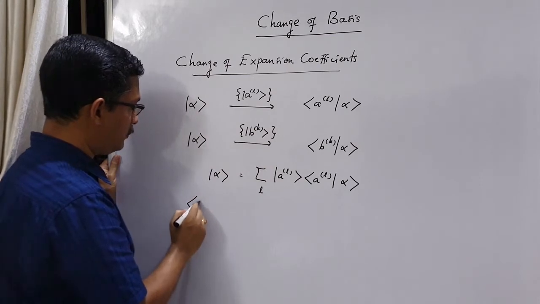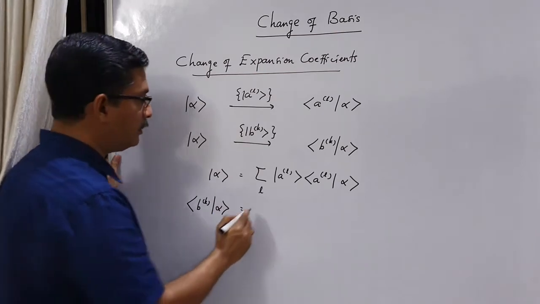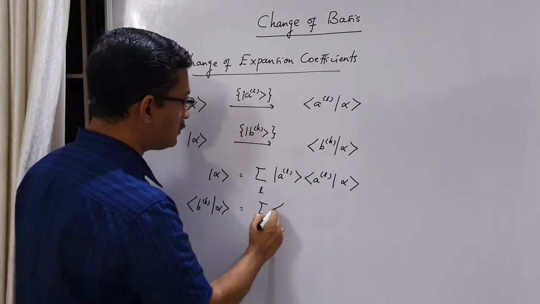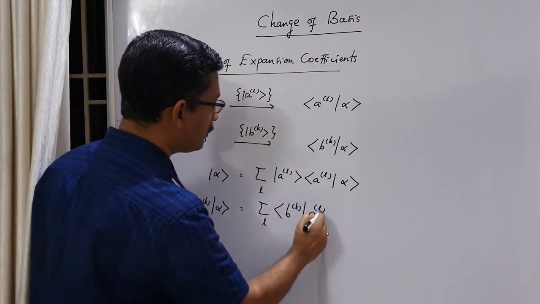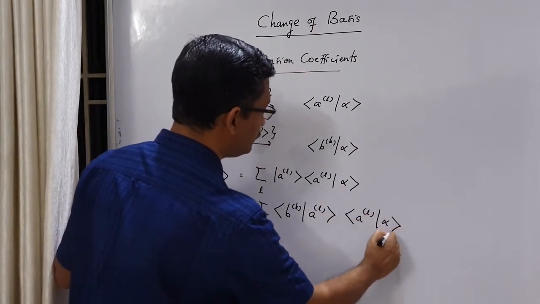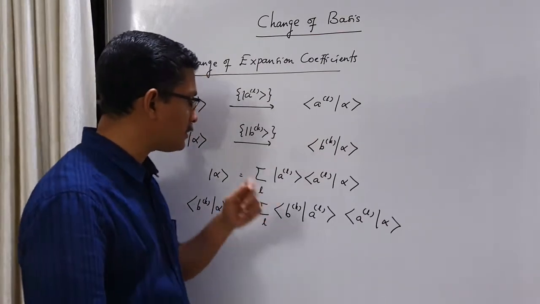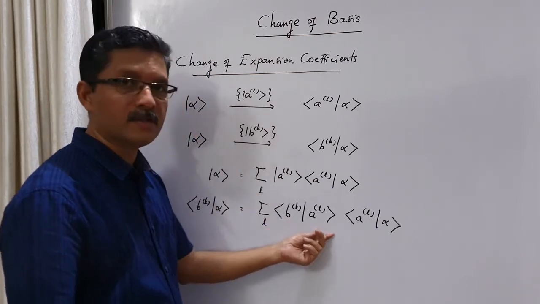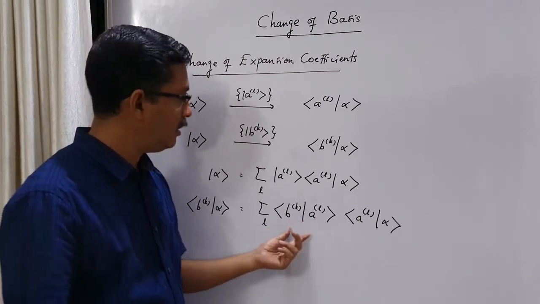Now let us take the inner product of this ket alpha with this ket bk. So we get bra vector bk, ket alpha, that's equal to sum over l. So the bra vector bk will come here. So we get bra vector bk, ket Al, then this term bra Al, ket alpha. Now let us look at this expression. This is the inner product between the new basis and the old basis.